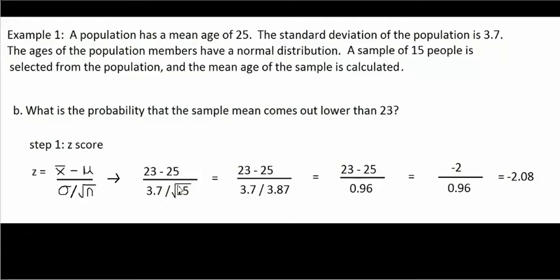Now, first we should find the square root of 15, 3.87 to two places. Then divide on the bottom, 3.7 divided by 3.87 is 0.96. Subtract on top, 23 minus 25 is negative 2. Negative 2 divided by 0.96 is negative 2.08. And we have to round this to two places to be able to use the z-table. So that's why I rounded it to two places.